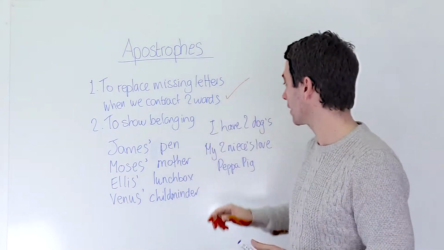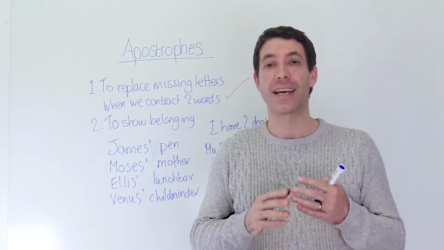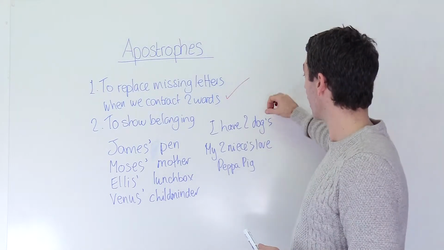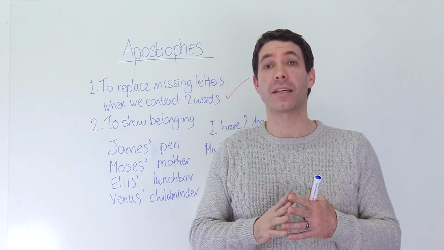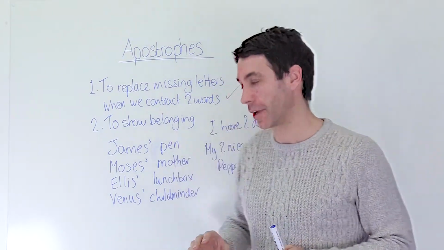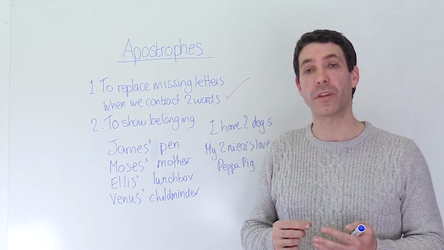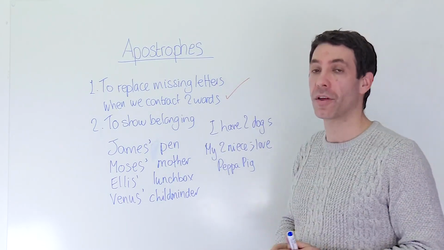But if we look at these sentences, the S in this sentence, I have 2 dogs, simply indicates a number, a plural number. I have more than 1 dog, I have 2. So when the S at the end of a noun is indicating more than one of something, there is absolutely no need for us to put an apostrophe. The same in the case of 2 nieces. When I'm using the S just to show that there's more than one of something, an apostrophe is not necessary at all.